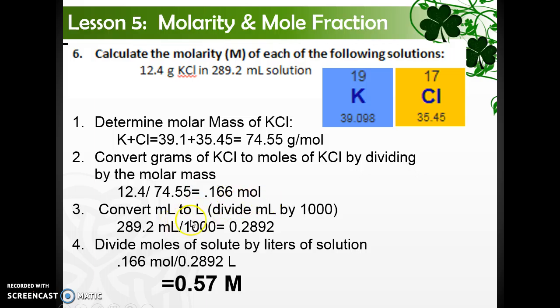Then you want to convert your milliliters to liters by dividing the milliliters by 1,000. Then you want to divide moles of solute by liters of solution. So 0.166 divided by 0.2892 gives you a molarity of 0.57 moles per liter.